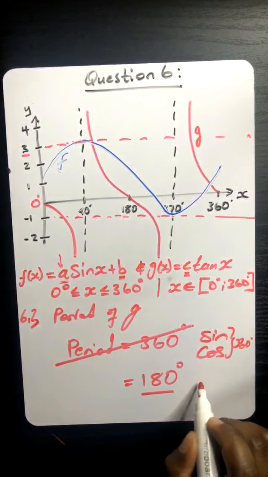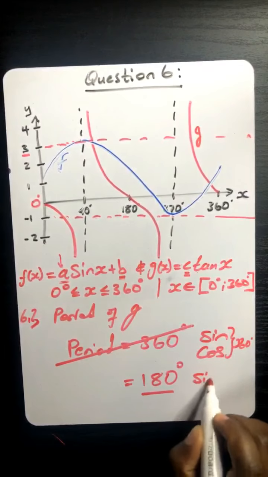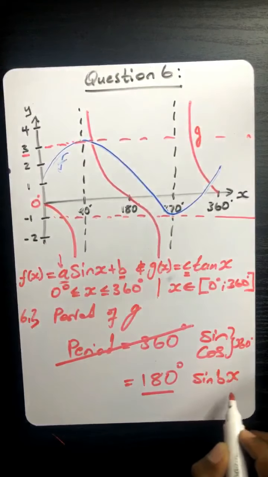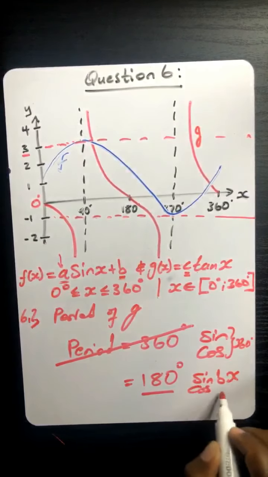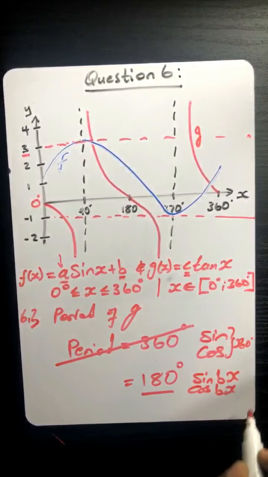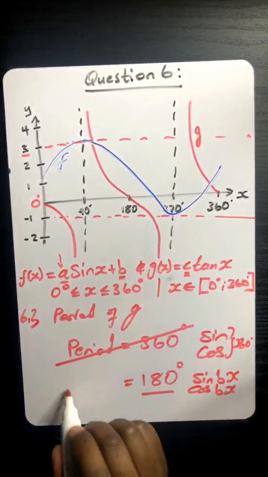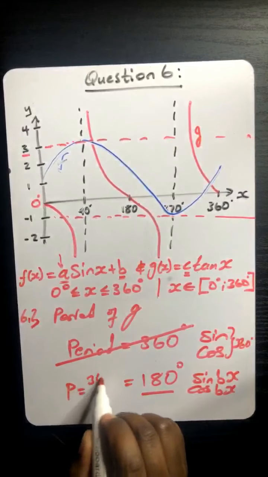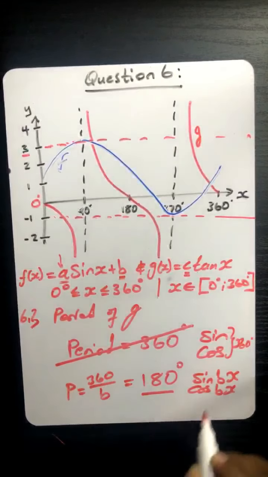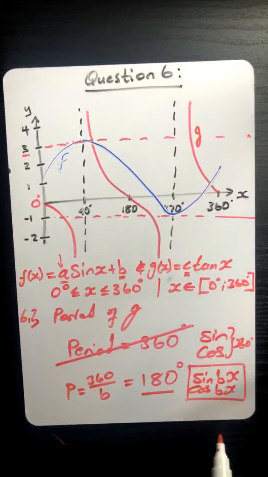It's only for sine and cos where it is 360 degrees. But only if, for example, you've got sine and then you have B, then you have the angle. Or maybe it could be cos and then you have B and then the angle. That's when you use the formula that the period is equal to 360 divided by B for cos and sine.